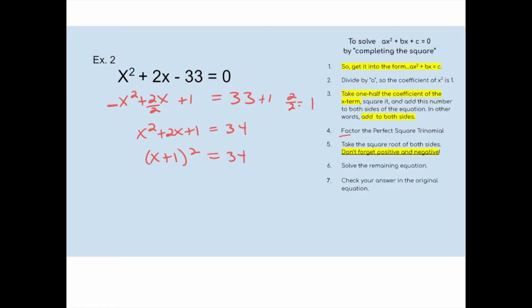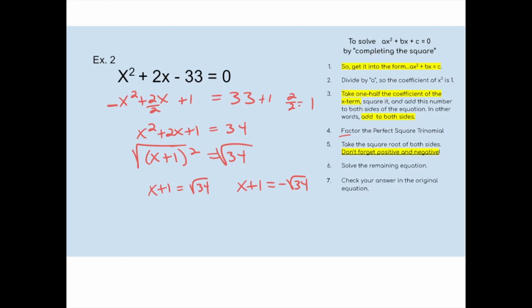The next step, step 5, we take the square root of both sides. The square root of (x + 1) squared is x + 1, and the square root of 34, we'll leave it like that. But the square root of 34 can either be positive or negative, so we have to think of it in both ways. Now we solve both of them.